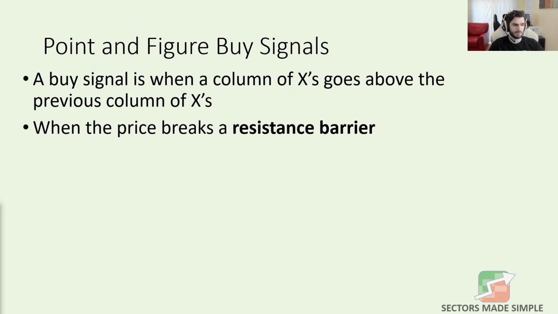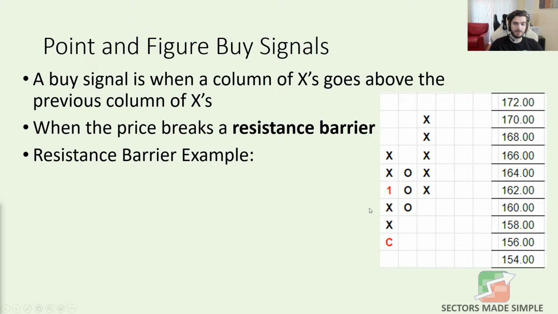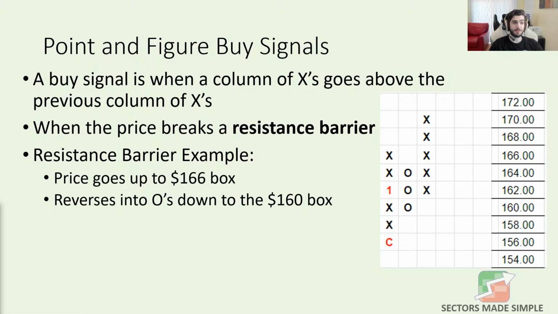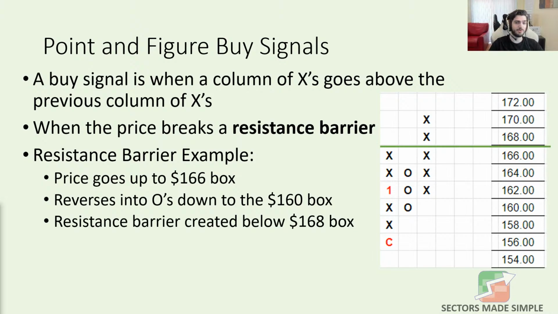Let me show you an example. We're going to use this chart on the right as our example here. The price starting on the left side goes up to the $166 box and then stops. Reverses back down below $160. So we would get our 3-box reversal, making this middle column of O's. Now, we set our resistance barrier where the X's stopped. Right at that green line. So below the $168 box.